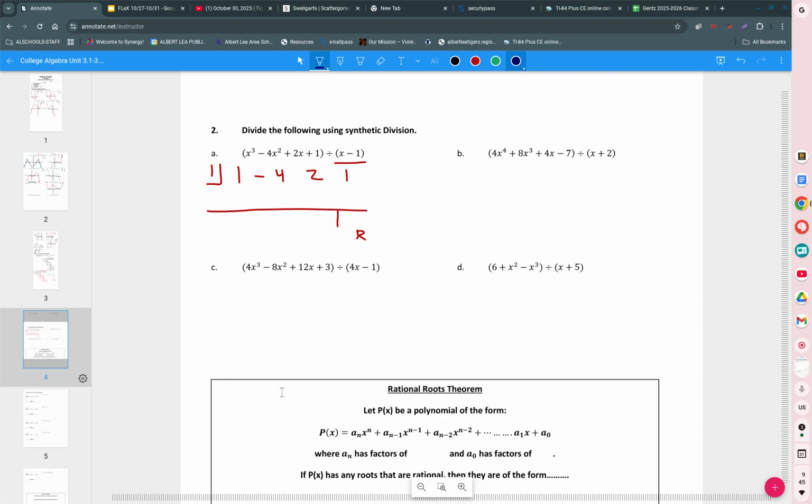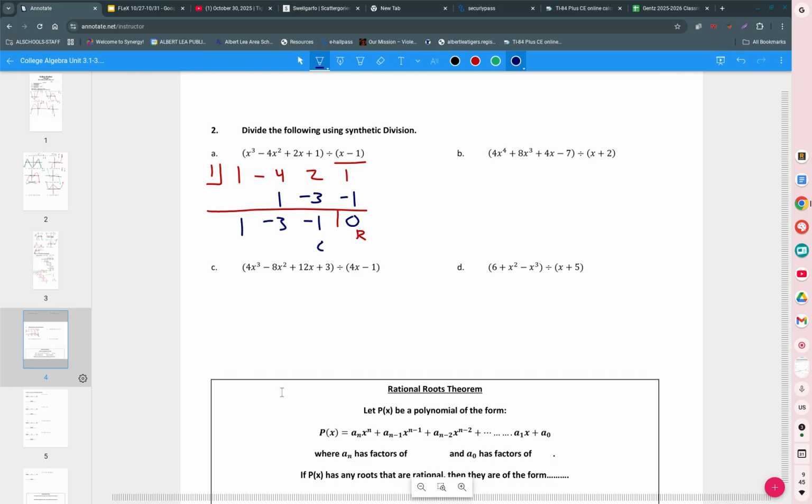Furthermore, it's really fast. You start by dropping the 1 down, and then you multiply. 1 times 1 is 1. Then you add, -3. Then you multiply. Then you add. Then you multiply. Then you add. The result tells you your solution.